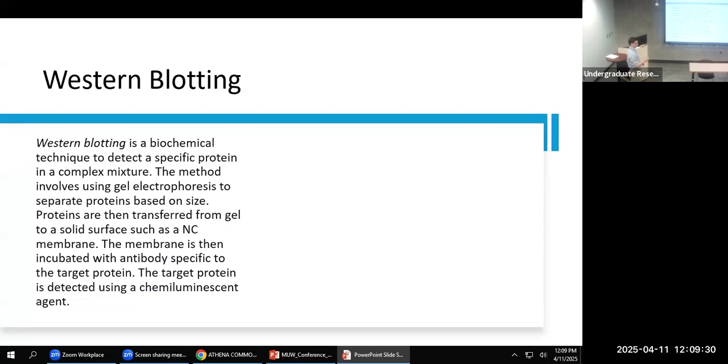So what we do is run an experiment called gel electrophoresis. It's made out of polyacrylamide gel that is used to separate these proteins based on size. Then the proteins are transferred from the gel to a solid surface, such as a nitrocellulose membrane. Then I separate that membrane out and expose it to different antibodies that are specific to our desired protein. And then we go through a series of steps to be able to detect that specific antibody under UV light so that we can actually see the difference in expression.